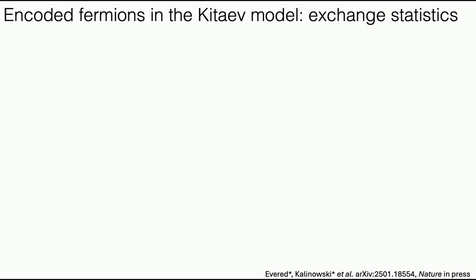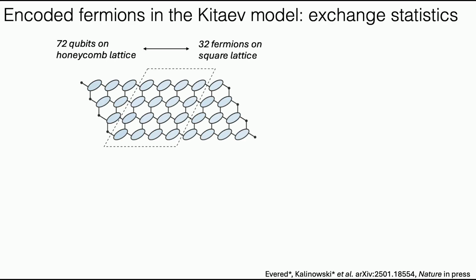So I told you that this model is also a way to map fermions into this qubit device. And so we also wanted to explore how to encode and manipulate fermions in this fermion to qubit mapping. And so our 72 qubits on this honeycomb lattice encode 32 fermions on a square lattice.